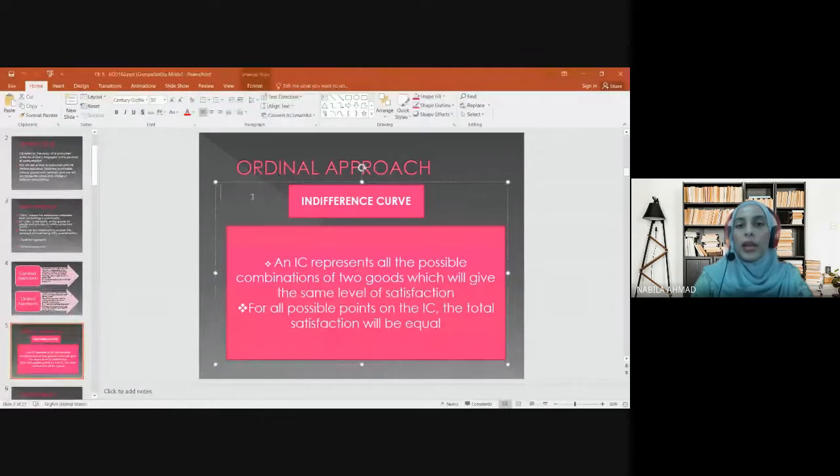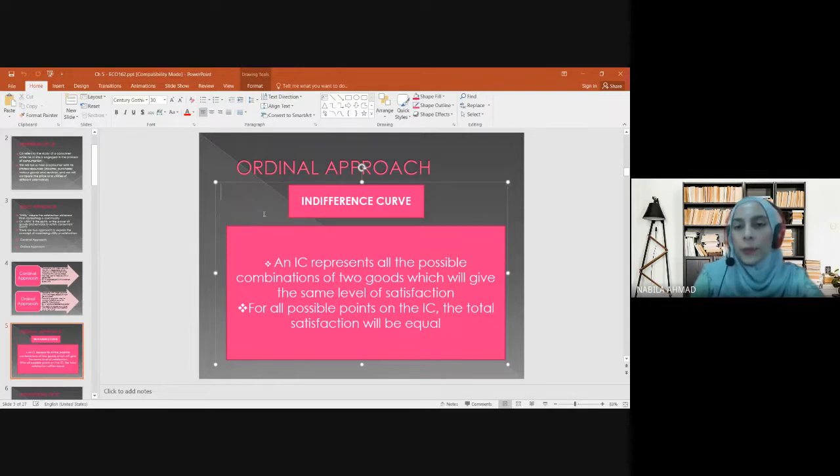Okay, so yang mana satu approach yang paling realistik? Yang realistik adalah ordinal sebab kita boleh rank. Kalau kita nak put value untuk utility tu tidak boleh. Untuk satisfaction kita tak boleh nak letakkan value. Okay, so ordinal approach adalah paling realistik. So kita fokus on ordinal approach.